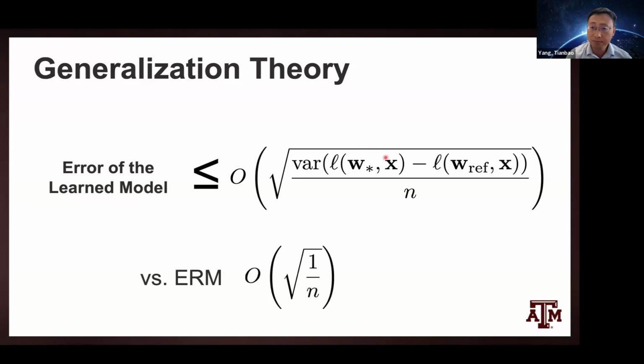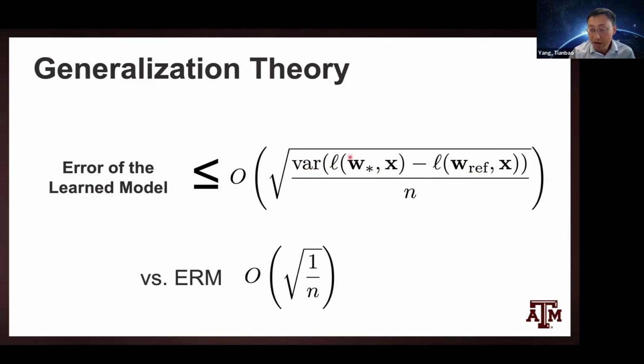Because the data is a random variable, this loss is a random variable, and we compute its variance. The benefit here is that if the reference model is sufficiently trained, you take an existing sufficiently trained model, for example, a Meta Llama model or DeepSeek model, that model could be very close to the optimal model. So this loss could have a very small variance.